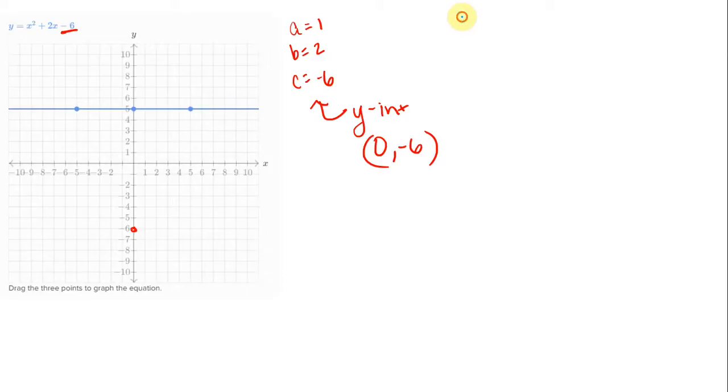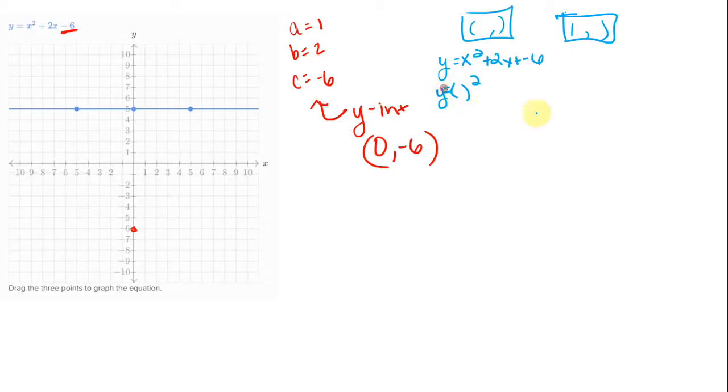And I'm going to do that by just picking an x value and substituting it into the equation. So I'm going to do first, let's do 1, because that's pretty easy. So I'm going to write my equation over here. Y equals x squared plus 2x plus negative 6. And then I'm just going to take out the x's. And I'm going to see what happens when x is 1. What does y become?